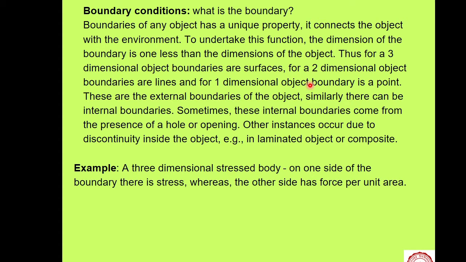For a plate problem, the boundaries are the edges of the plate. Those are 1D. And for a 1D problem, if it is a beam problem or bar problem, the boundaries are single points, the ends of the bar, ends of the beam, like that. Okay. So this is the boundary, and actually it separates the environment and the body. So that way, say here what example is given, a 3-dimensional stressed body.